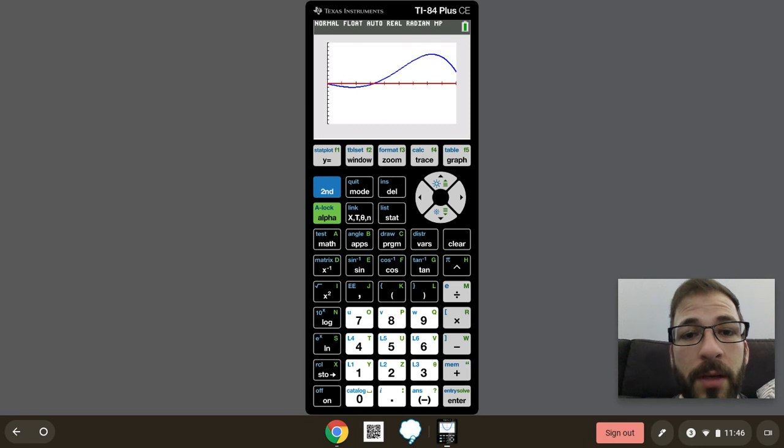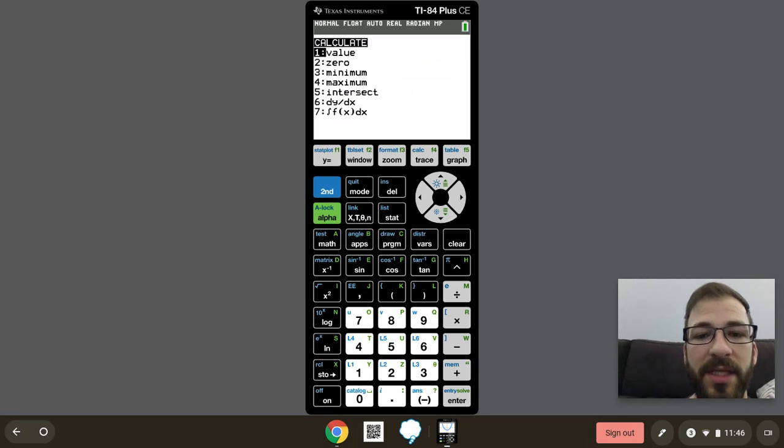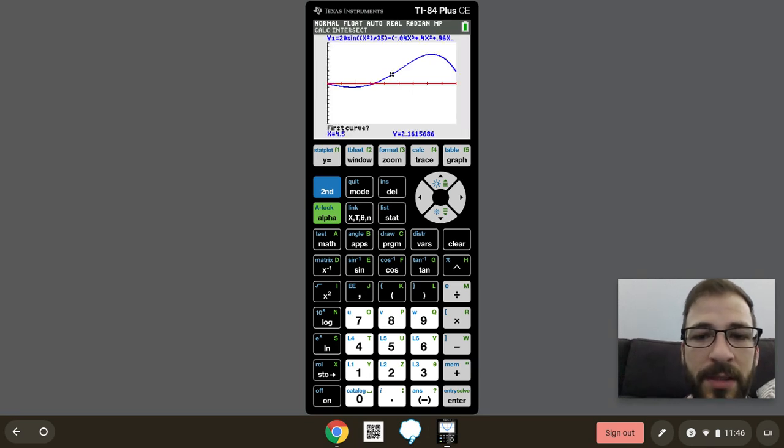There we go. Okay, so we can clearly see there's one right here at the beginning, which is good to know. One of our endpoints is actually a relative max or relative min. And then we have one here in the middle. So second, calculate, option 5, intersect. And I'm going to arrow on over to that intersection point, hit enter 1, 2, 3 times, and it'll give me that intersection point, 3.27165.